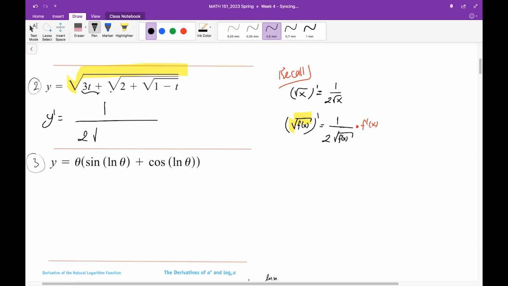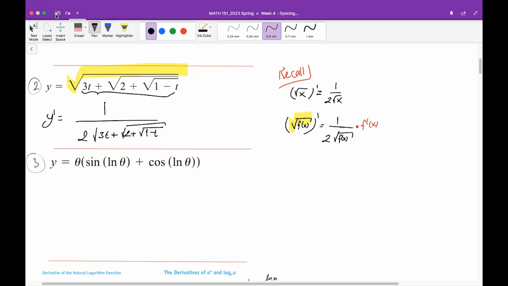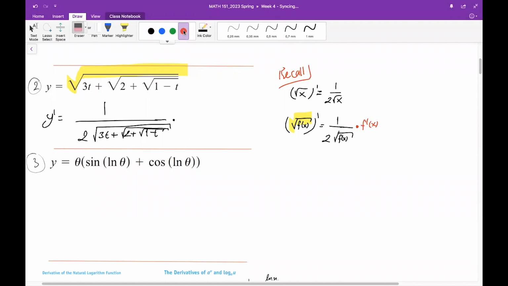1 over 2 times itself. I don't touch the inside function. I just write it as it is like that. Okay, so like this. And then this should be multiplied with the derivative of the inside function, right? Times, I need to multiply it with the derivative of this inside part. Okay, let's put that down.